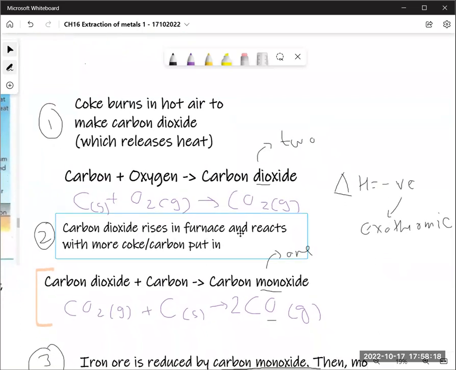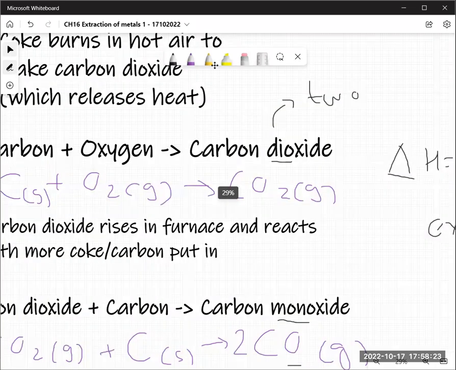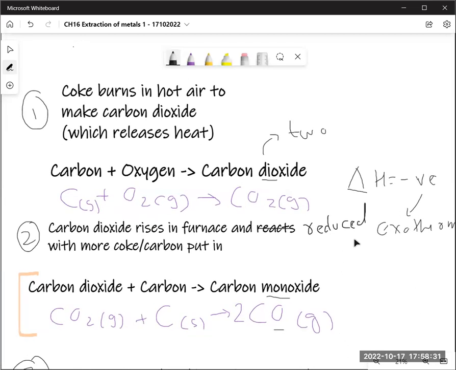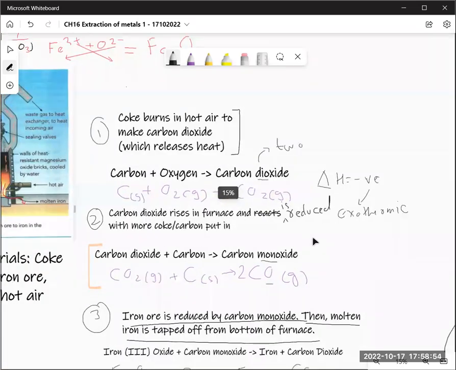Done. Now there's one more change I want you to make. In the second step, instead of react, you should write reduced. All of you done? Rewrite the second step: carbon dioxide rises in the furnace and is reduced with more coke and carbon put in. Now you won't believe the answer for this question is exactly as I've written here. So all you have to do is copy paste. Let's see how we do that.